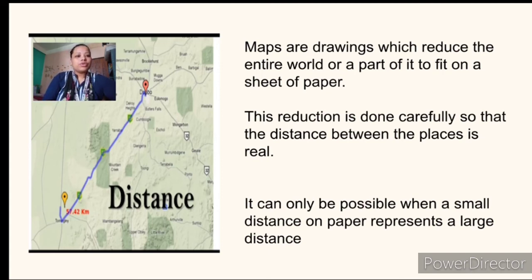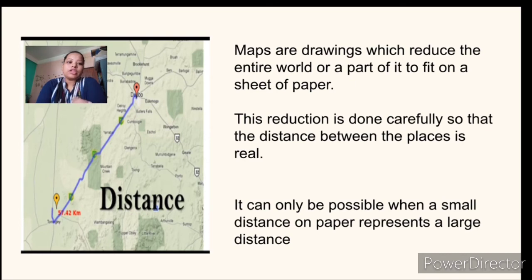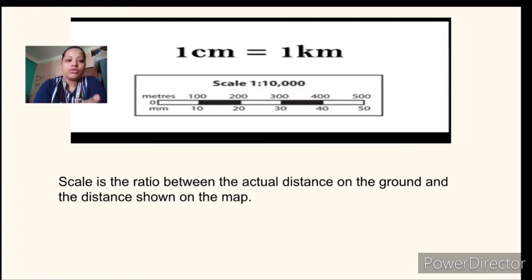So maps are drawings which reduce the entire world or a part of it to fit on a sheet of paper. For example, this is a sheet of paper, okay? Although the world cannot be represented here, with the help of certain scales we can draw the map. We can see in which places the cities, towns and villages are located. This reduction is done carefully so that the distance between the places is real. We can only reduce the distance if we know the real kilometers. It is only possible when a small distance on paper represents a large distance, and this is done with the help of scale.